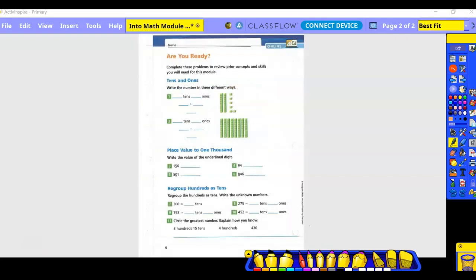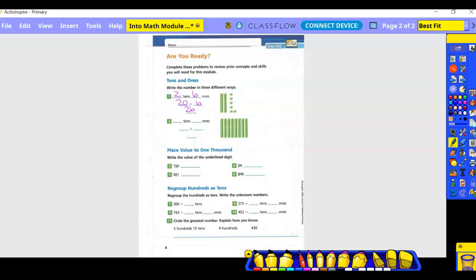Are you ready? Complete these problems to review prior concepts and skills you will need for this module. Tens and ones. Write the number in 3 different ways. So how many tens or longs do we have? 2. How many ones or small cubes do we have? 6. Okay. So 2 tens also equals what? 20. Okay. And then 6 ones is just 6, right? So what is 20 plus 6? 20 plus 6 is 26.